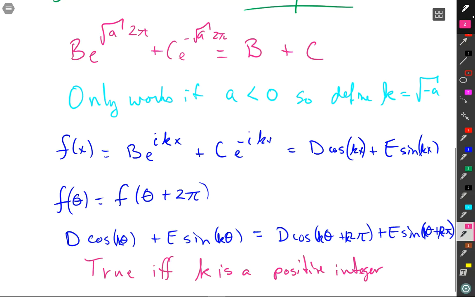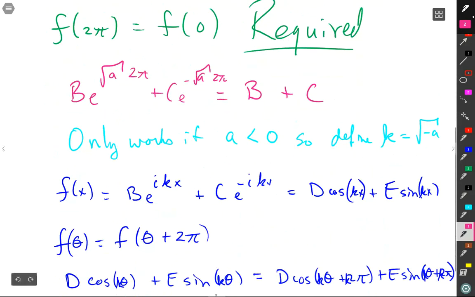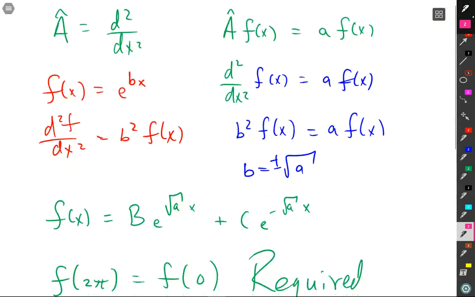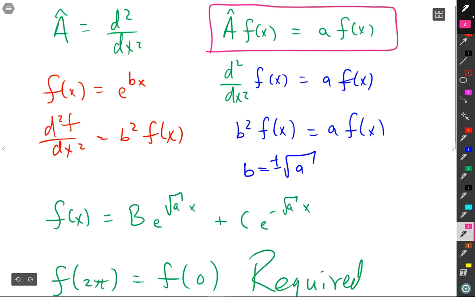So we defined k as being square root of negative a. So then a would be negative k squared. Bueno. So we had k has to be 1, 2, 3. So a would be minus 1 squared, minus 2 squared, minus 3 squared, and so on. So the definition, Chad, is right here. This is the eigensystem definition. Operator acting on eigenstate is equal to eigenvalue times eigenstate. So it's terminology, right?